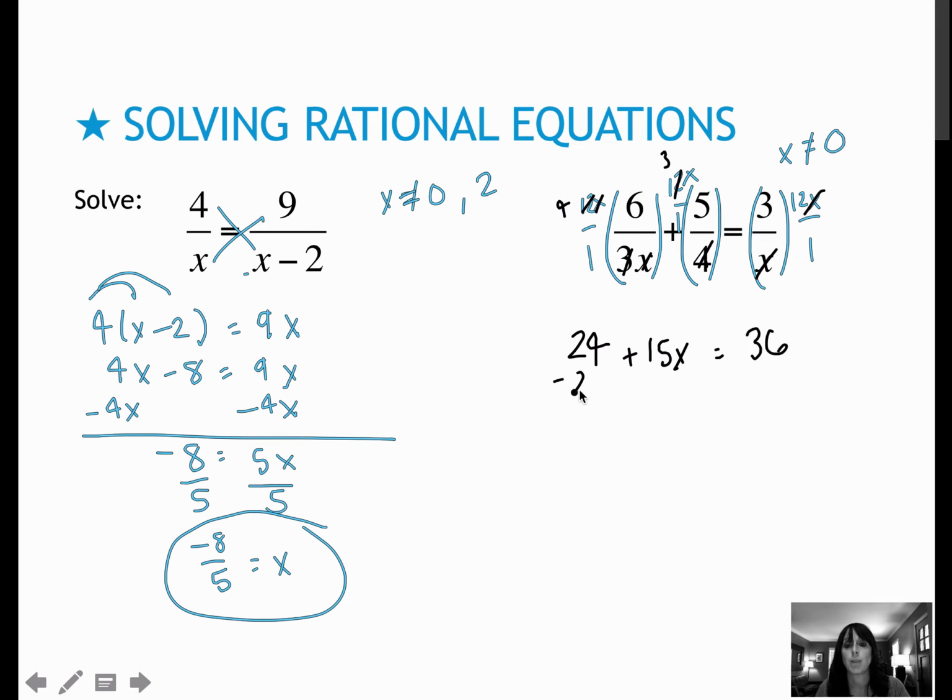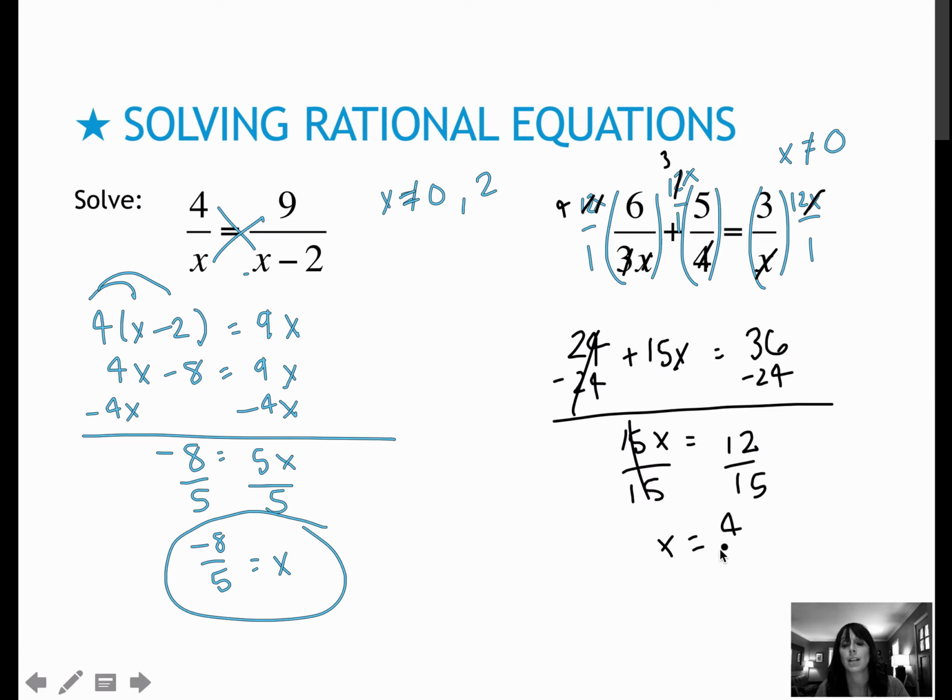I would then subtract the 24 from each side so that I can get that x by itself. And that gives me 15x equals 12. I would then divide by 15 on each side. And 12/15, not a whole number, but I could reduce it by 3. So divide that by 3 and divide that by 3, and I get 4/5.